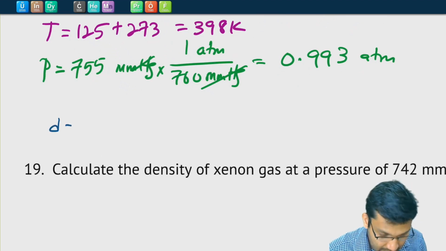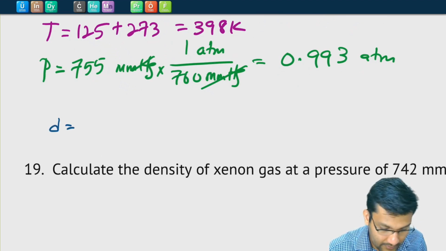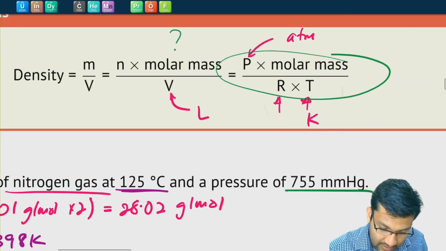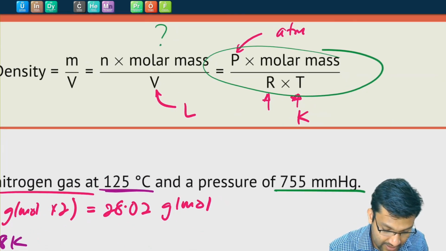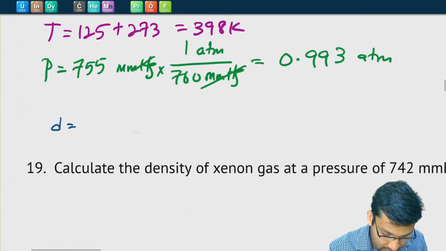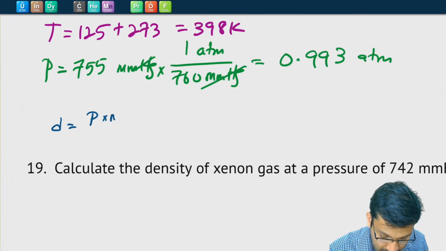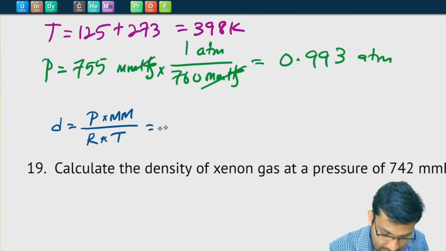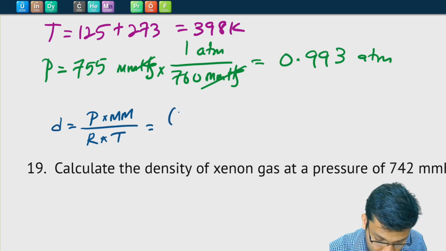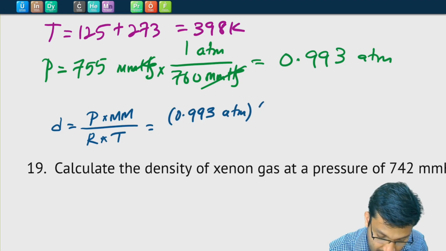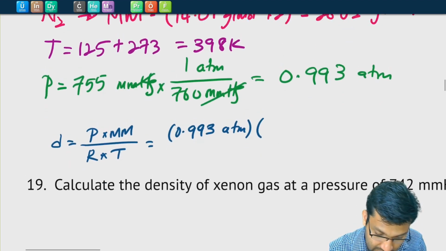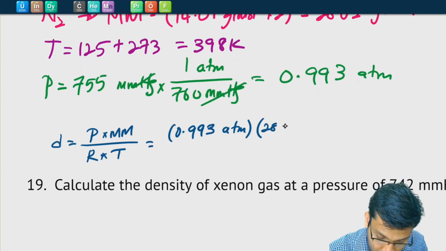The density is up here: the pressure times the molar mass divided by R times T. The pressure is right there, 0.993 atmospheres. The molar mass is 28.02 grams per mole.